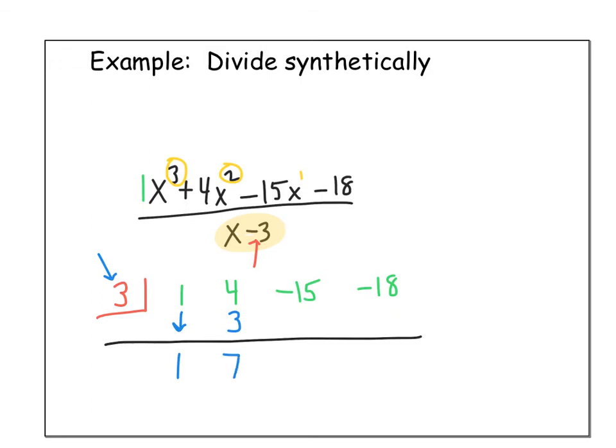And then we're going to repeat the process. 7 is going to get multiplied by the 3 again to become 21. Okay, we'll add the negative 15 and 21 to become 6. 6 is going to get multiplied by the 3 to become 18. We're going to get a 0 over here. This last number will always be your remainder.